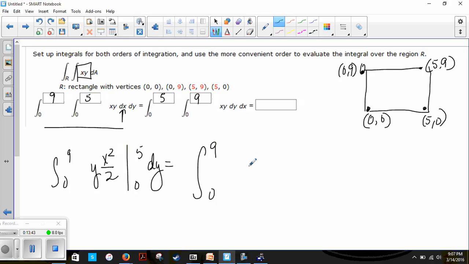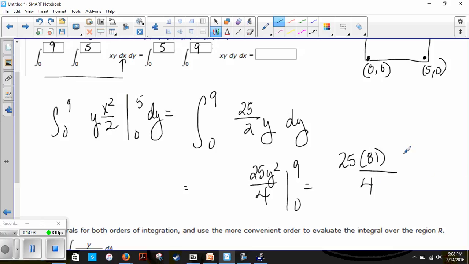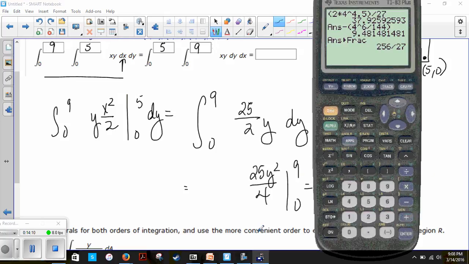Plug in the 5, I get 25 over 2y dy. And now I can say y squared over 2, so 25y squared over 4 from 0 to 9. Plug in the 9: 25 times 81 over 4. Don't worry about the 0, right? Because it's just going to wipe this piece out here.